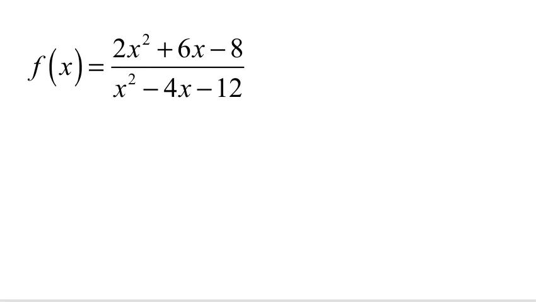So we're going to begin with f of x is 2x squared plus 6x minus 8 over x squared minus 4x minus 12. We want to identify the horizontal asymptote, so we look at the highest powers. They're both the same. Highest power upstairs, x squared. Highest power downstairs, x squared. So we know we have a horizontal asymptote. You take the ratio of those two coefficients. 2 divided by 1 is 2. So my horizontal asymptote will be y equals 2.